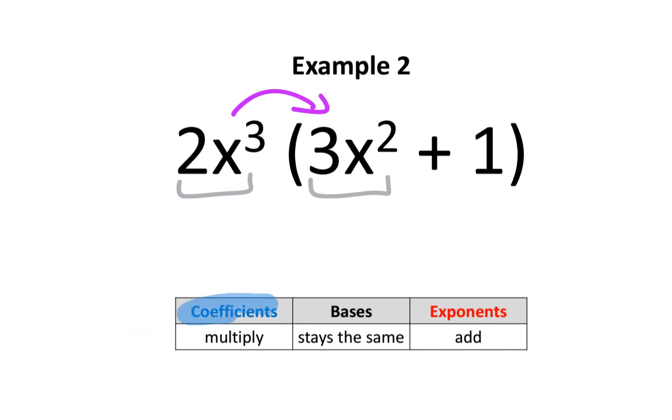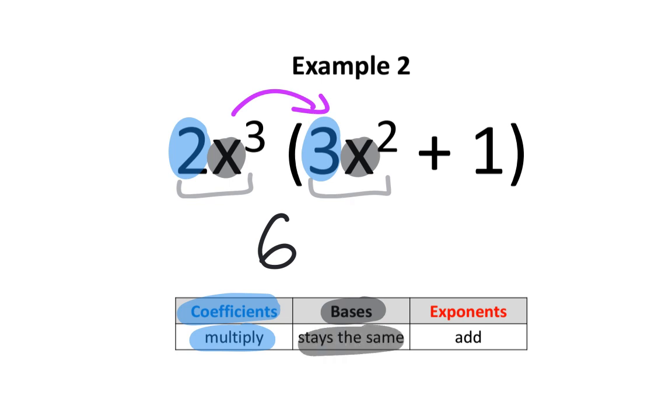First, take a look at the coefficients. The coefficient of this term is positive 2. The coefficient of this term is positive 3. We want to multiply coefficients. Therefore, 2 multiplied by 3 gives you 6. Next, take a look at the bases. This term has a base of x. This term has a base of x as well. Bases stay the same, so that variable of x is going to stay the same.